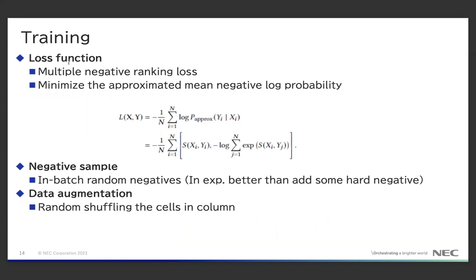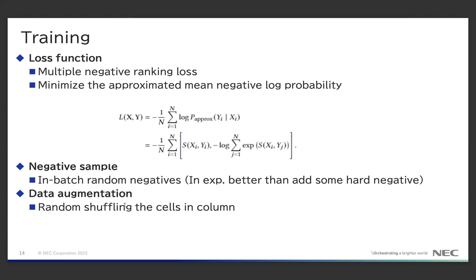And the detail of the training is that we use the multiple negatives ranking loss. It minimizes the approximate mean negative log probability, computed in this formula. The point is that for one sample, it computes the other negative samples together. For negative samples, we actually struggled a lot. We tried a lot of hard negatives, but we found that in-batch random negatives are the best solution in our setting. So we just use in-batch random negatives.